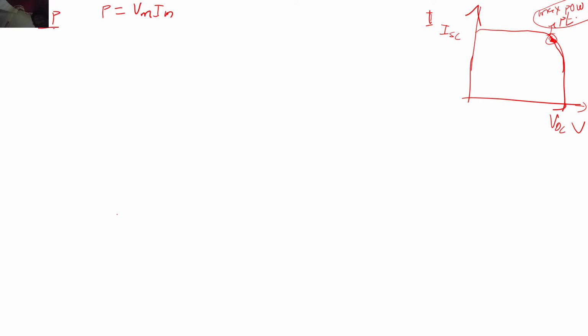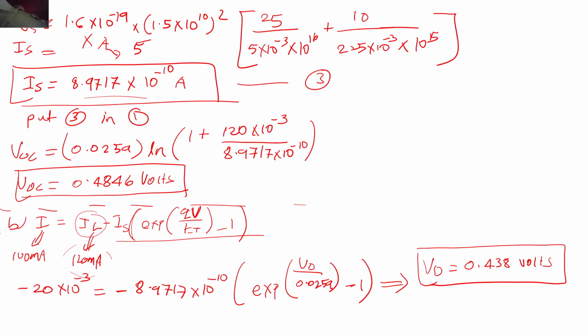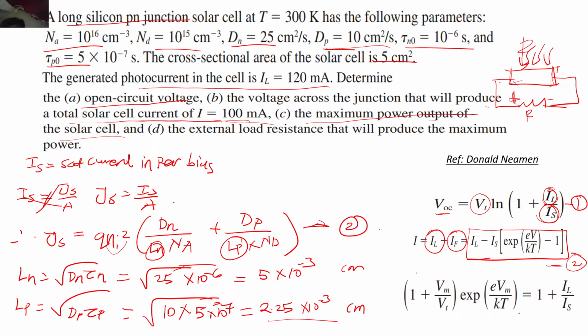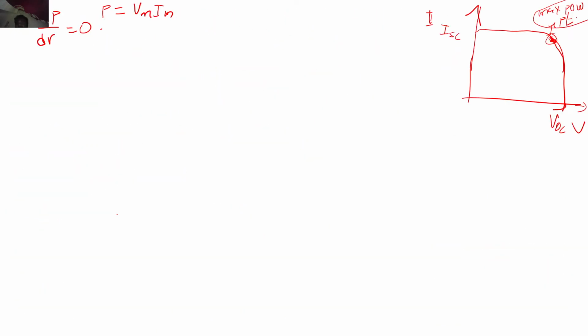And we do dP by dV is equal to 0, right? The moment you do this, you are going to get this type of equation, the equation that I am highlighting over here. And the moment you solve this equation, you are going to get the Vm, that point I told you about. Let me denote the coordinates of this point. The coordinates are Vm comma Im.